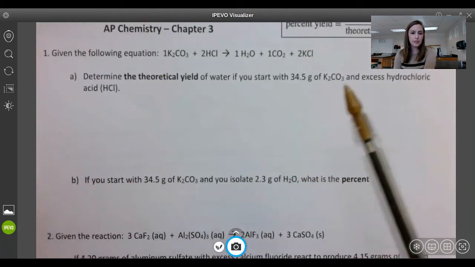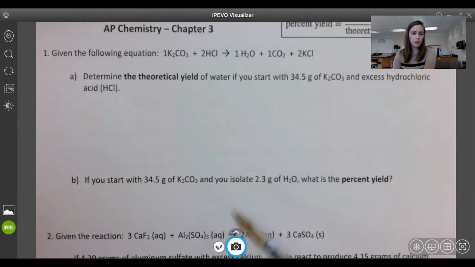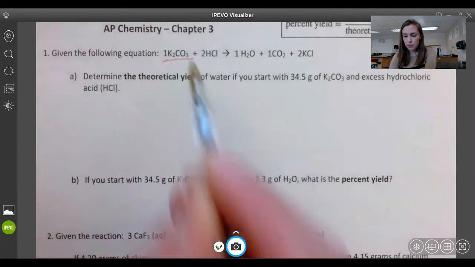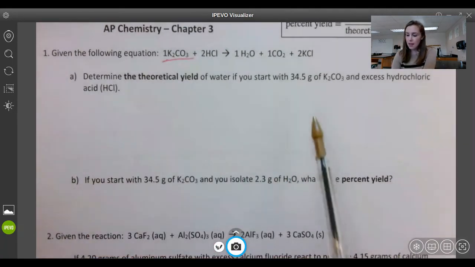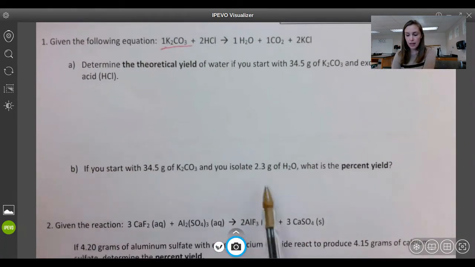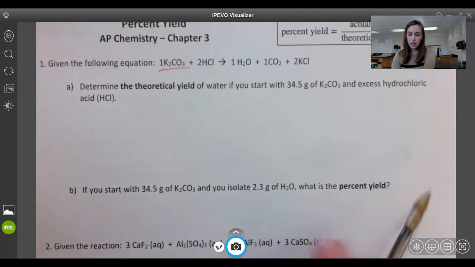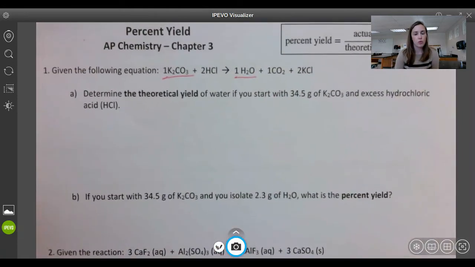So in this question, because it's not always going to be broken up into these two parts, this is saying that we're starting with 34.5 grams of our potassium carbonate. And then it's going to be looking at, well, in the lab, we isolate 2.3 grams of water. What's the percent yield? So we're going to be analyzing just the water. We're not worrying about the other reactants or products.